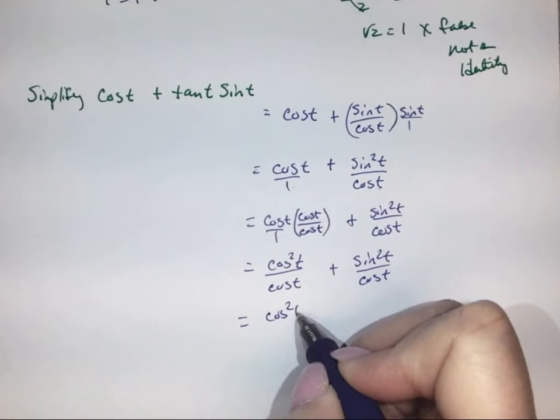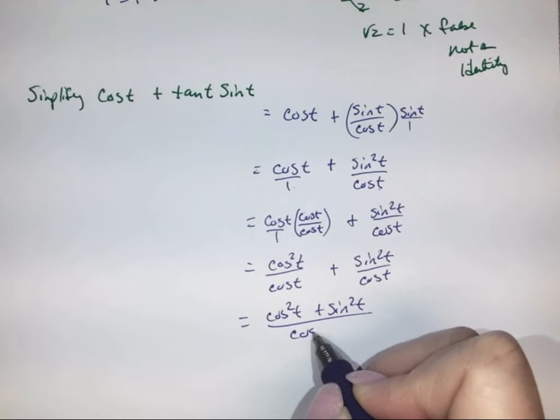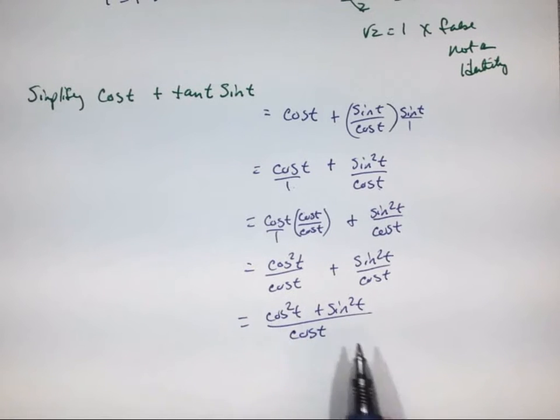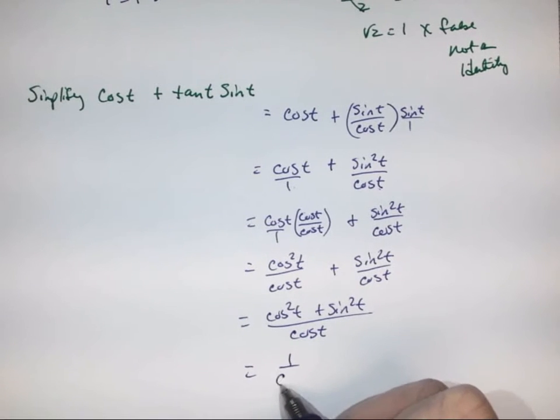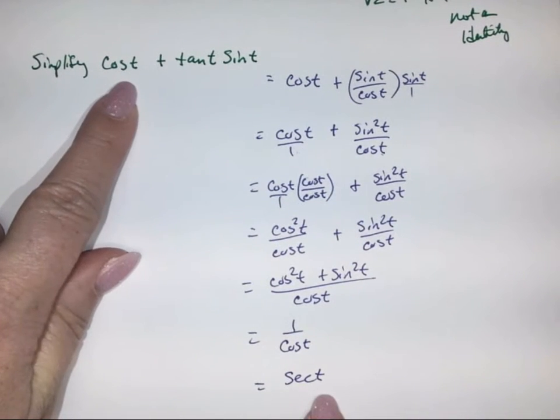Well, now that we have a common denominator, we can add them. So we have cosine squared t plus sine squared t over cosine t. Well, this is our Pythagorean identity. It's equal to 1. So 1 over cosine t will get us secant t. So this complicated thing we started with is just secant t.